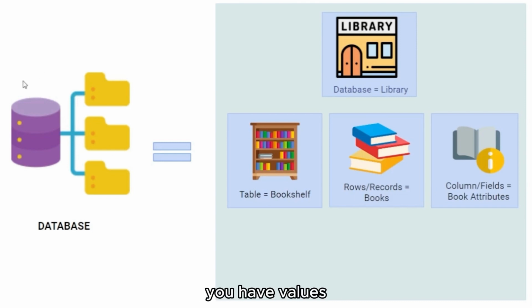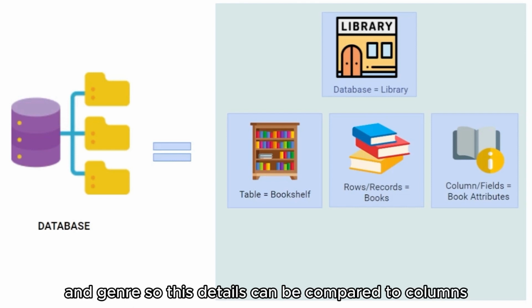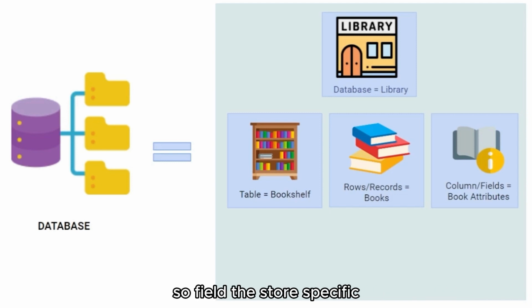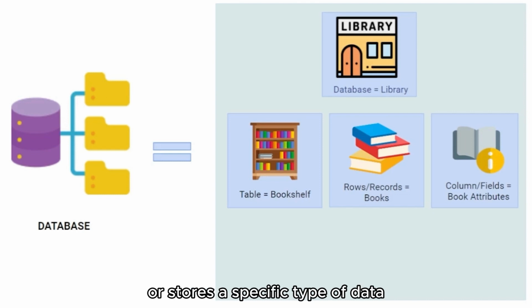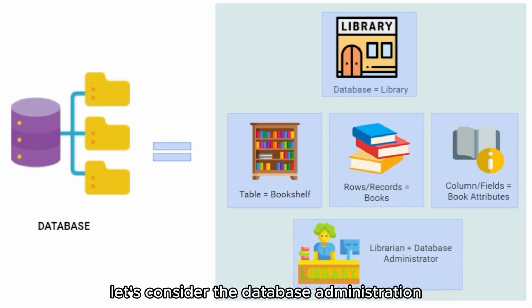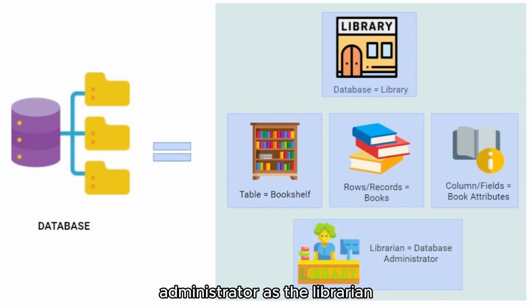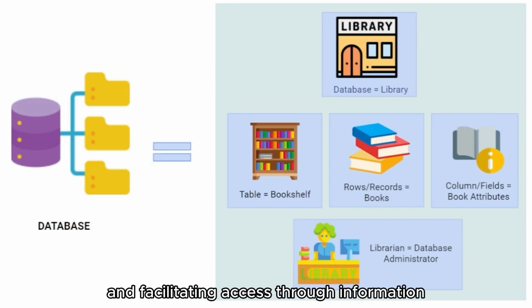So inside each book, you have various details such as the title, the author, publication date, and genre. So these details can be compared to columns or fields in a database. So fields store specific pieces of information about each record or store a specific type of data. And then lastly, let's consider the database administrator as the librarian. So the librarian manages the library, ensuring books are organized, helping patrons find what they need, and maintaining the overall order. In the database analogy, a database administrator performs similar functions, managing data, ensuring data integrity, and facilitating access to information.